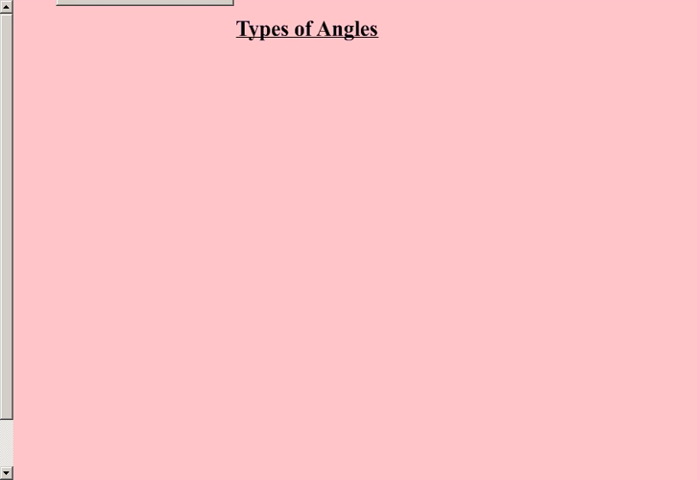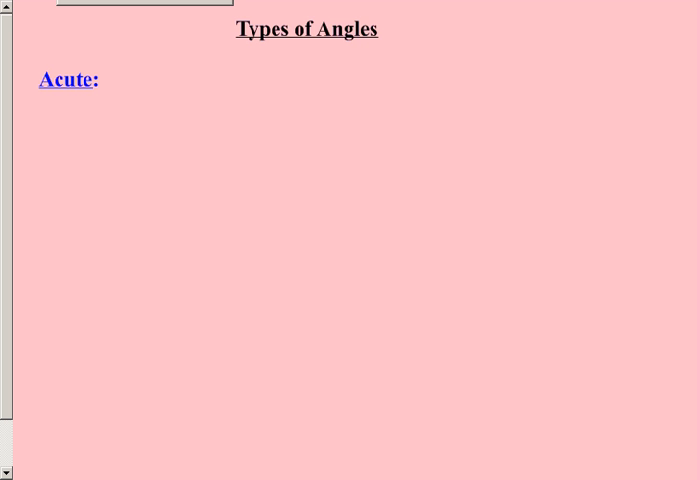Okay, now types of angles. All angles, singular angles that is, can be categorized into one of four basic categories based upon their angle measurements. Three of these you are probably familiar with. One of them maybe not so much. The first one we're going to look at is the acute angle.